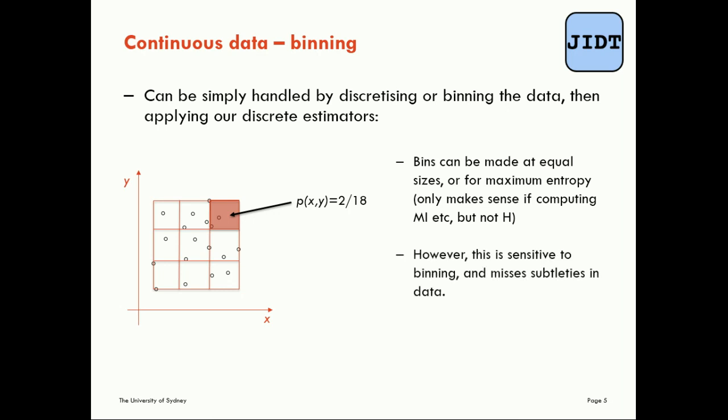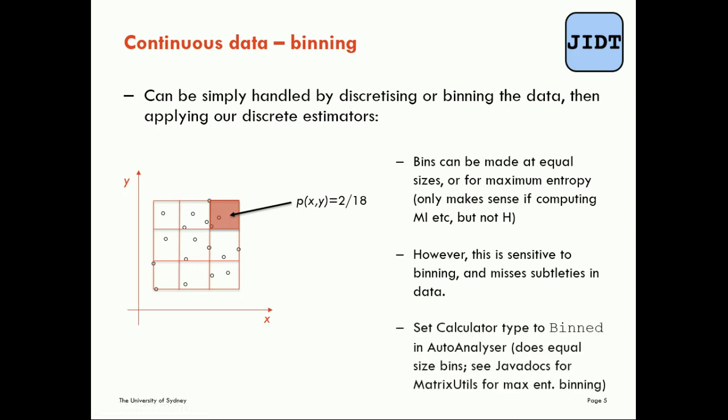However, whichever way we do this, it's sensitive to the binning that we use, and you can see how it's sensitive to exactly where this bin line falls. If it fell ever so slightly this way, we'd get a lot more points included in these bins. If it fell slightly more that way, we'd get a lot more points included in these bins. So it's very sensitive to the binning, and it can miss subtleties in the data.